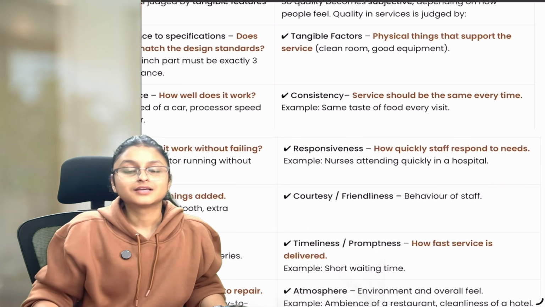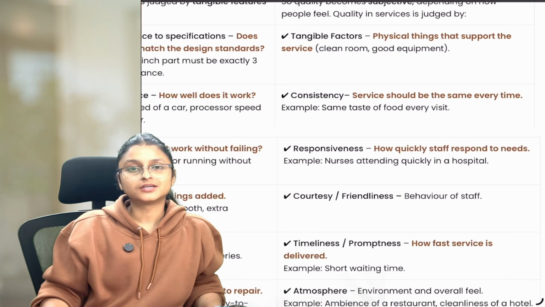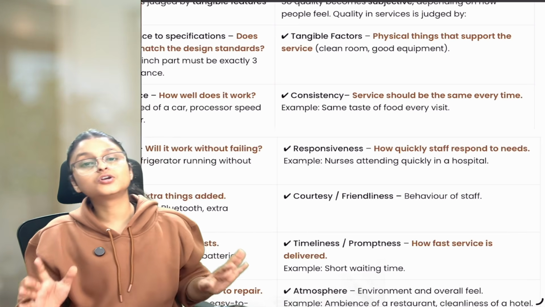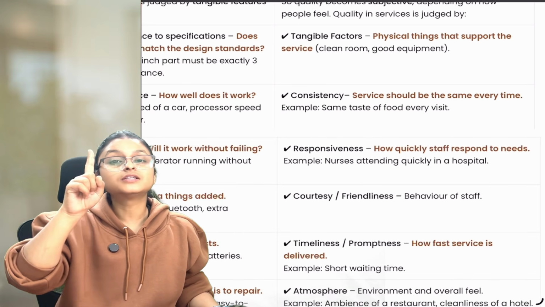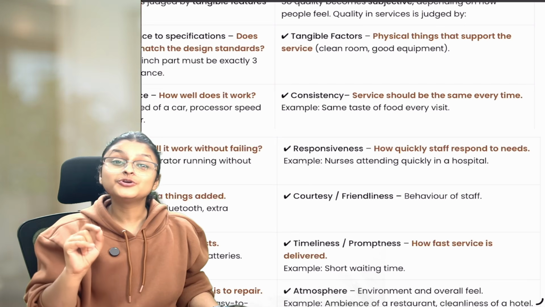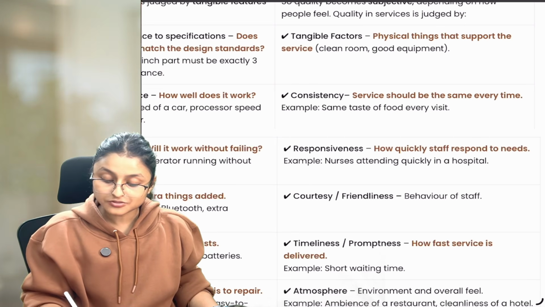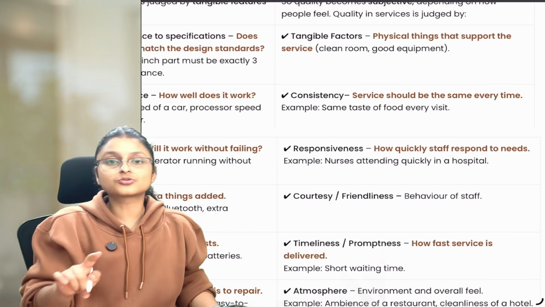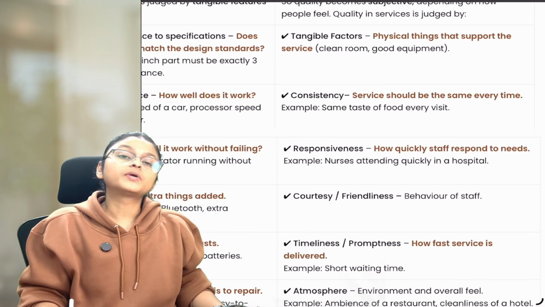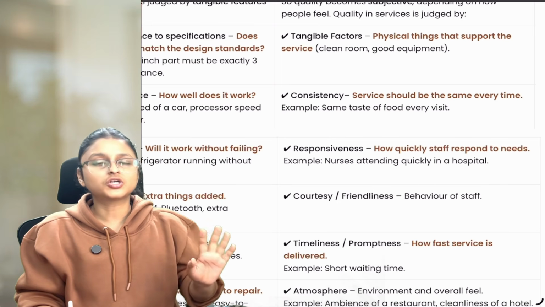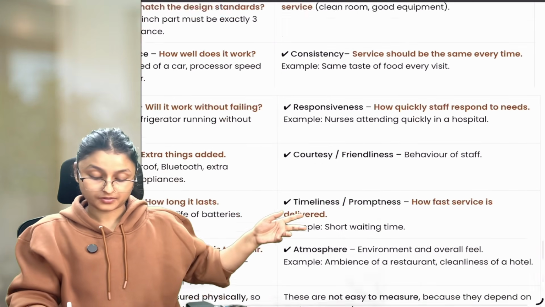Timeliness or promptness. The staff came to you on time for taking the order. He was talking to you in a very good manner. Good enough. But the thing is, your order came 1 hour late. Would you prefer going to that restaurant again? Answer is no. So timeliness or promptness of getting the service is also important. Short waiting time is good, but if you need to wait for a longer period of time, then you'll judge quality. You'll not rate that particular restaurant in a good way.